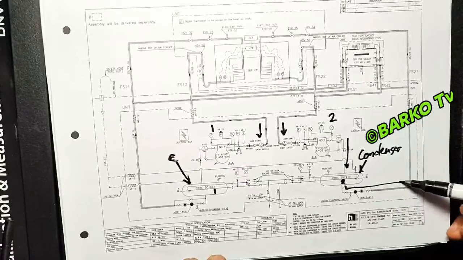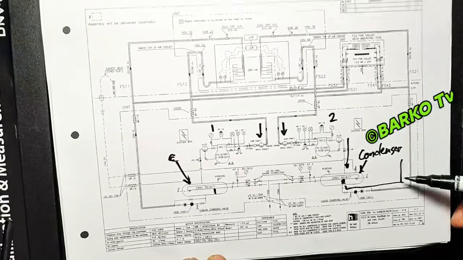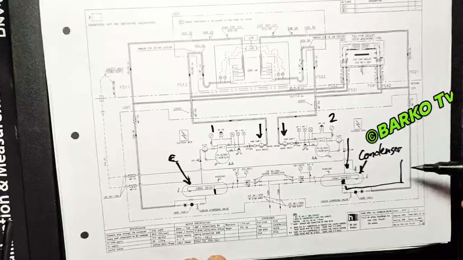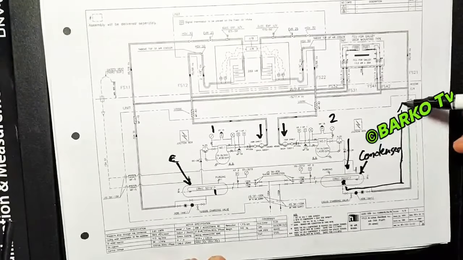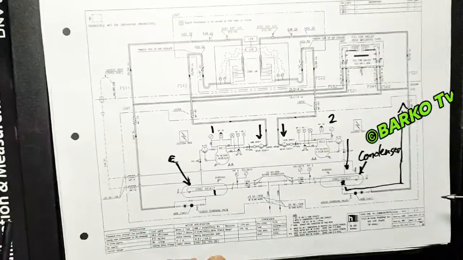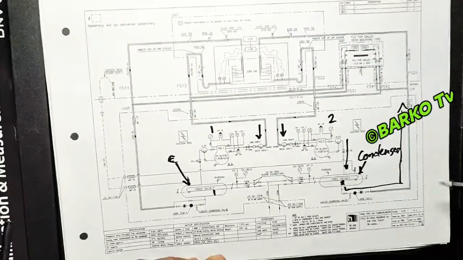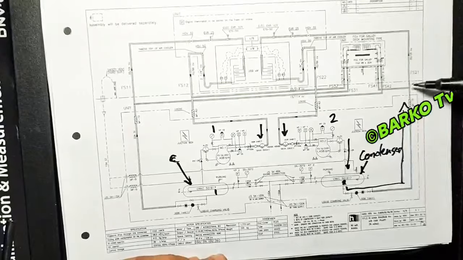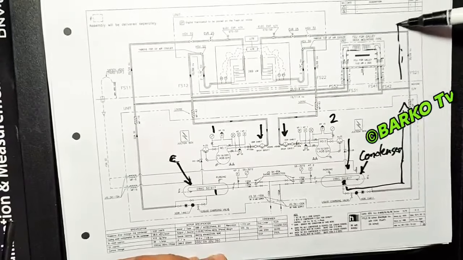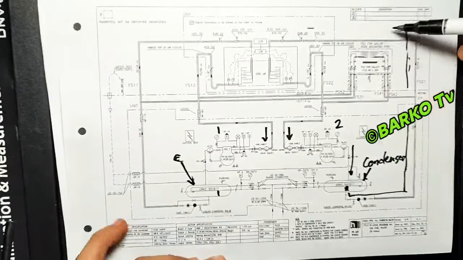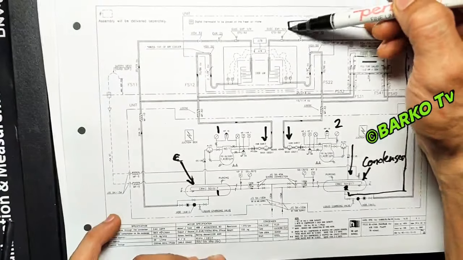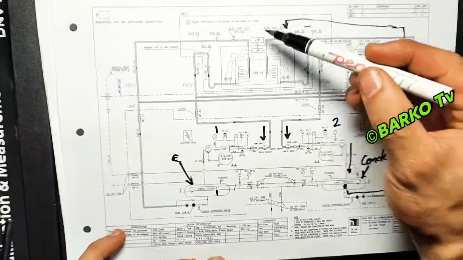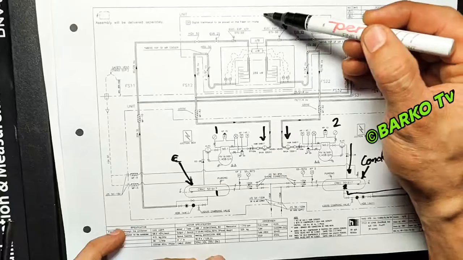This is the isolation valve going to the evaporator. Condenser going to evaporator. After the condenser, it passes by the solenoid. And then this is the solenoid. After the solenoid is the expansion valve. This is the expansion valve.